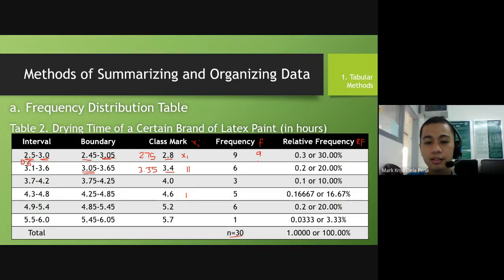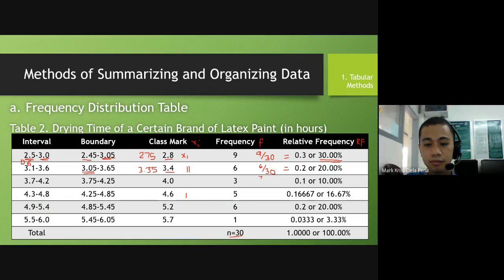To get the relative frequency, that's 9 divided by 30, and you will get 0.3, or if you want percentage form, multiply this by 100%, and that's 30%. For the second row, you have 6 divided by 30, and that's equal to 0.2 or 20%. Take note that I use "or" here because 0.3 is not equal to 30%. We have only converted 0.3 to percentage by multiplying 0.3 by 100%. So that's 0.2 or 20%, 0.3 or 30%.